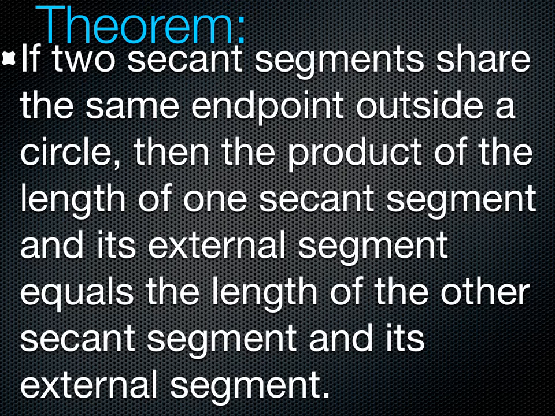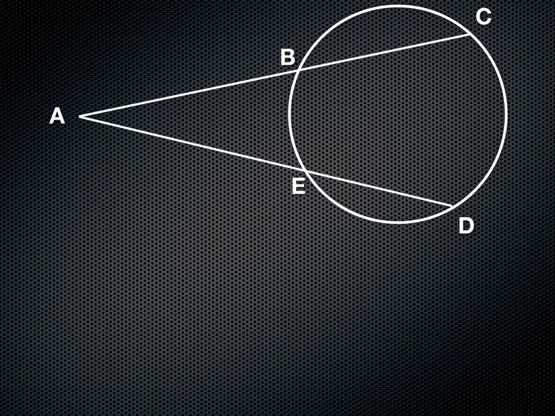The next theorem says that if two secant segments share the same endpoint outside a circle, then the product of the length of one secant segment and its external segment equals the length of the other secant segment and its external segment. An illustration of this theorem, I have two secant segments, AC and AD.